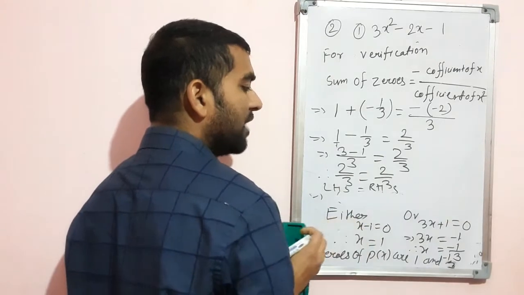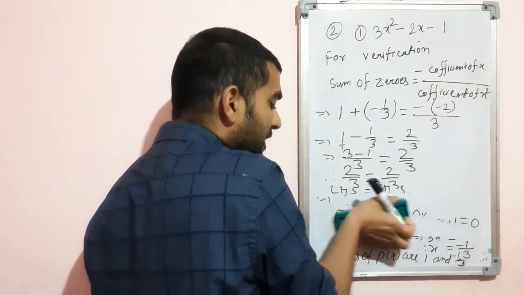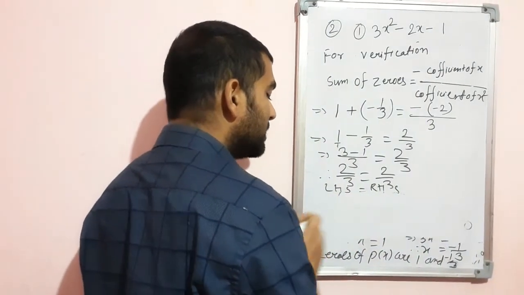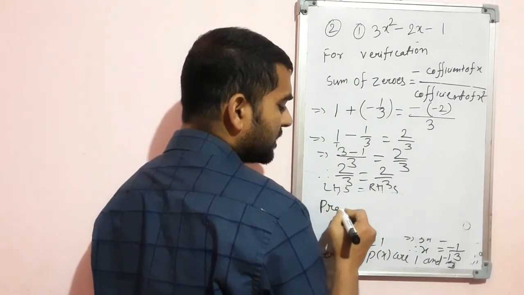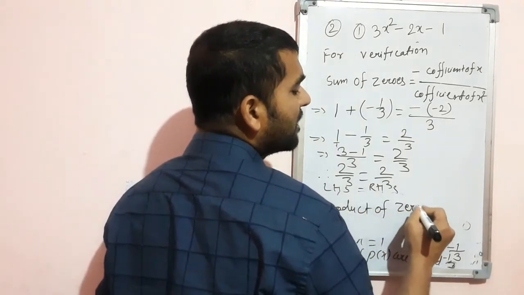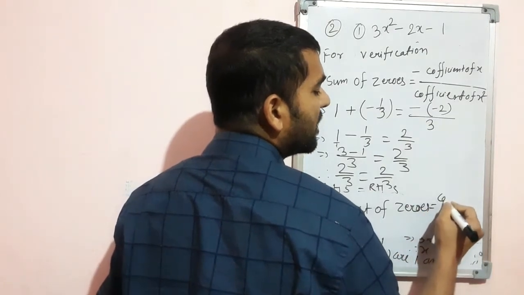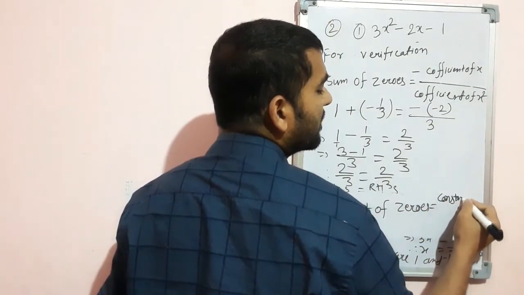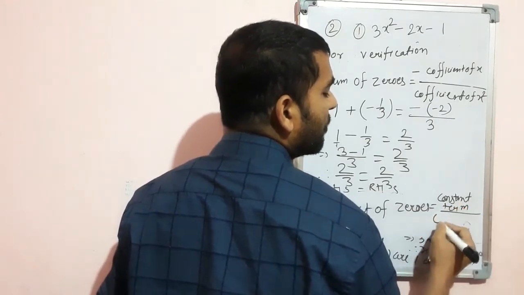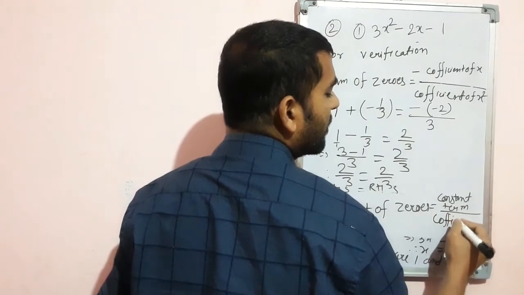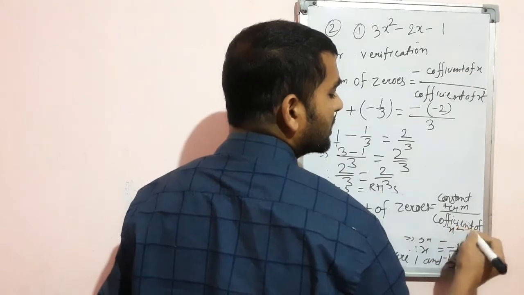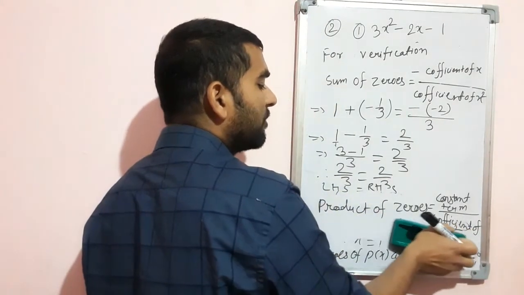Now we have to verify for what? Product of zeros. Let us verify for product of zeros. So what we will write? What is the formula for product of zeros? Product of zeros is the constant term divided by the coefficient of x square.